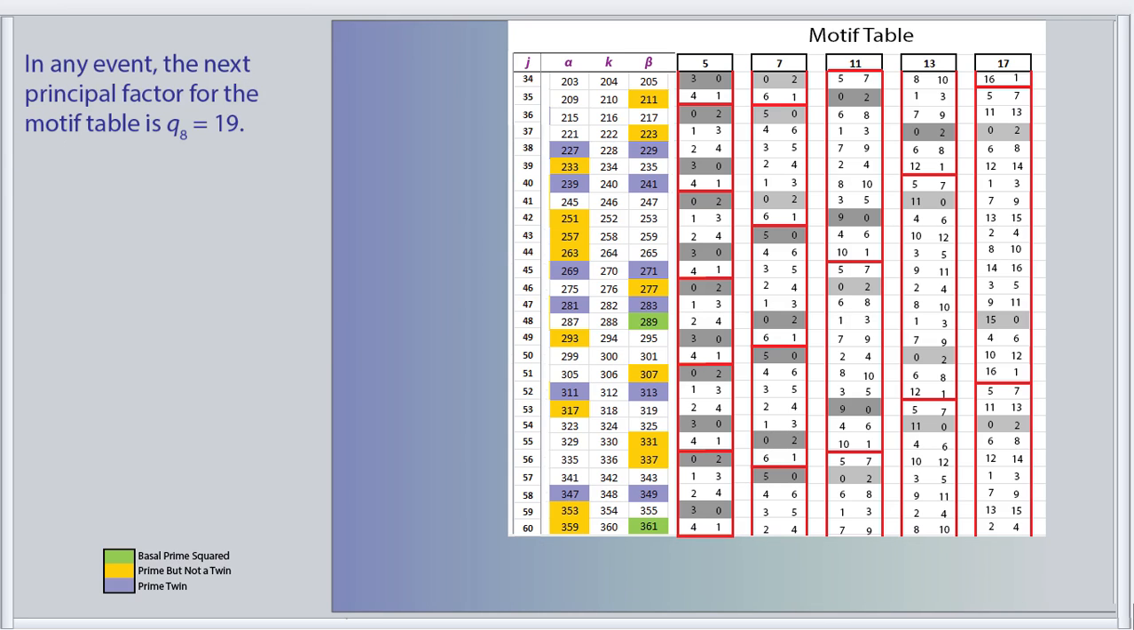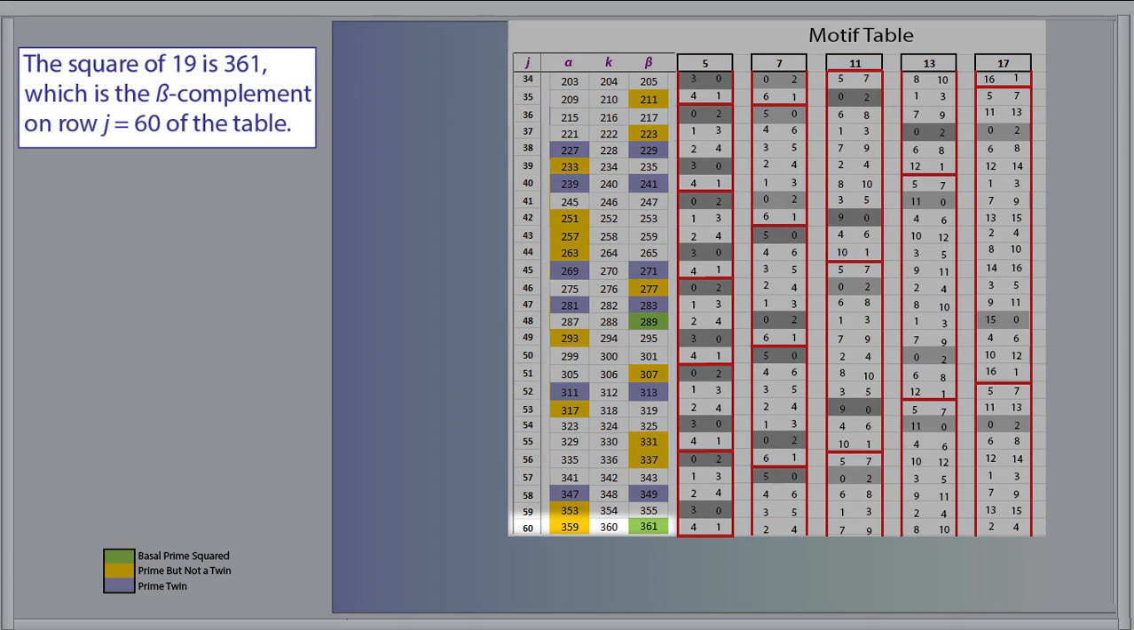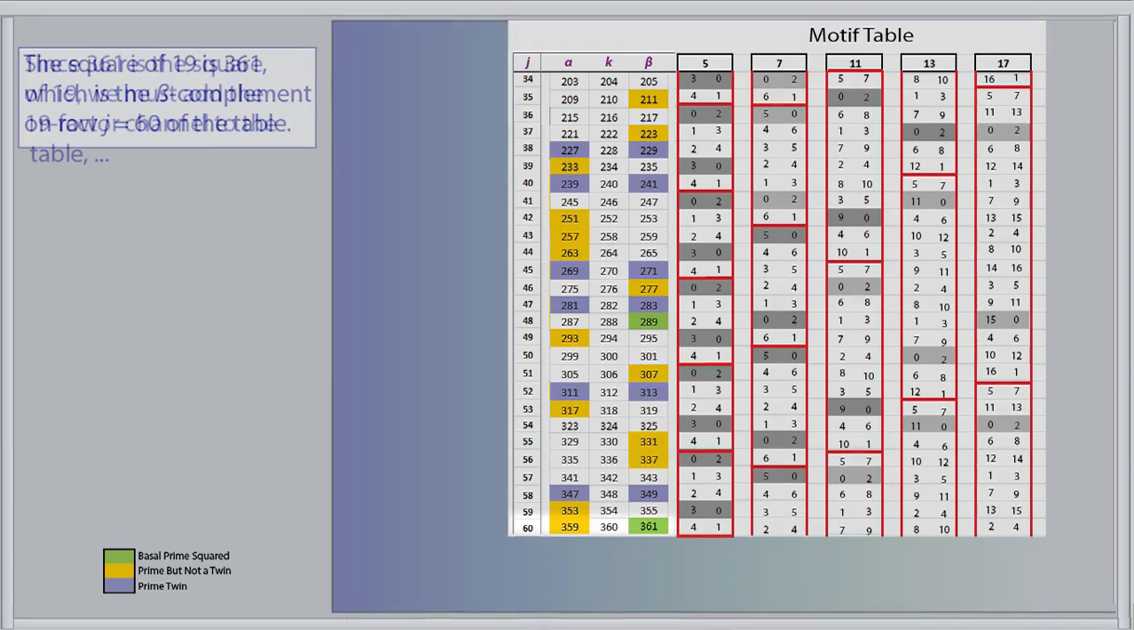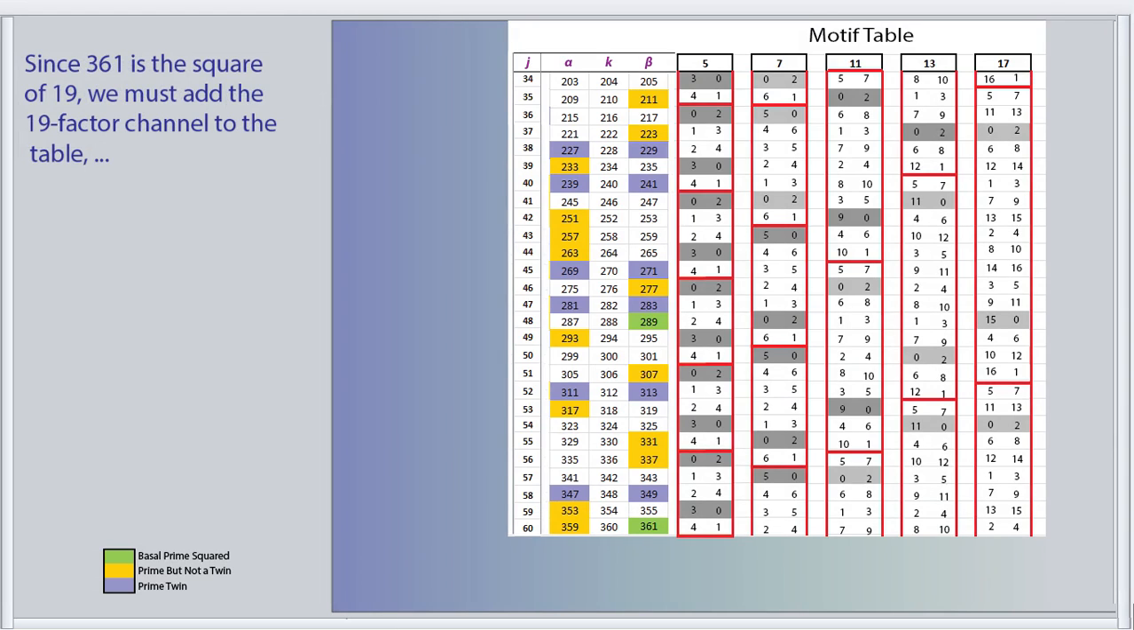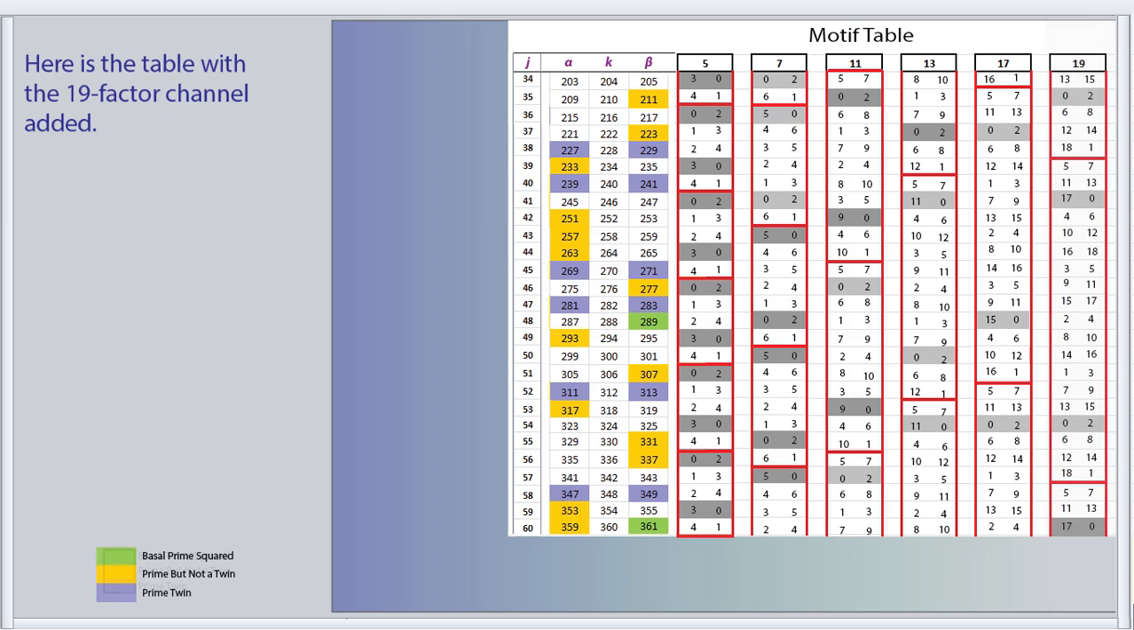In any event, the next principal factor for the motif table is q sub 8 equals 19. The square of 19 is 361, which is the beta complement on row j equals 60 of the table. Since 361 is the square of 19, we must add the 19 factor channel to the table if we wish to calculate the number of twins up to and including 361. Here is the table with the 19 factor channel added.